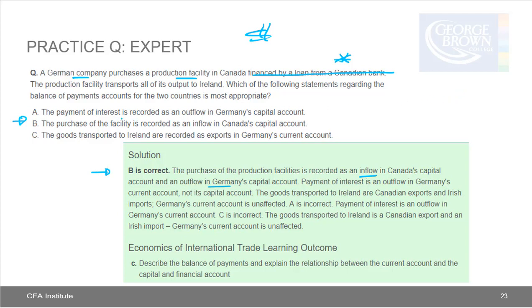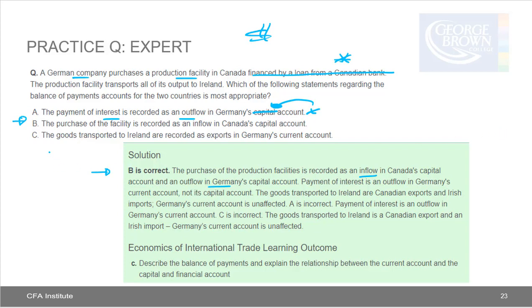Now, if you look at A, it's saying the payment of interest is recorded as an outflow in Germany's capital account. And this is what I said you have to read very carefully, because interest payments fall under the current account, not the capital account. So just that one word is making answer A wrong.